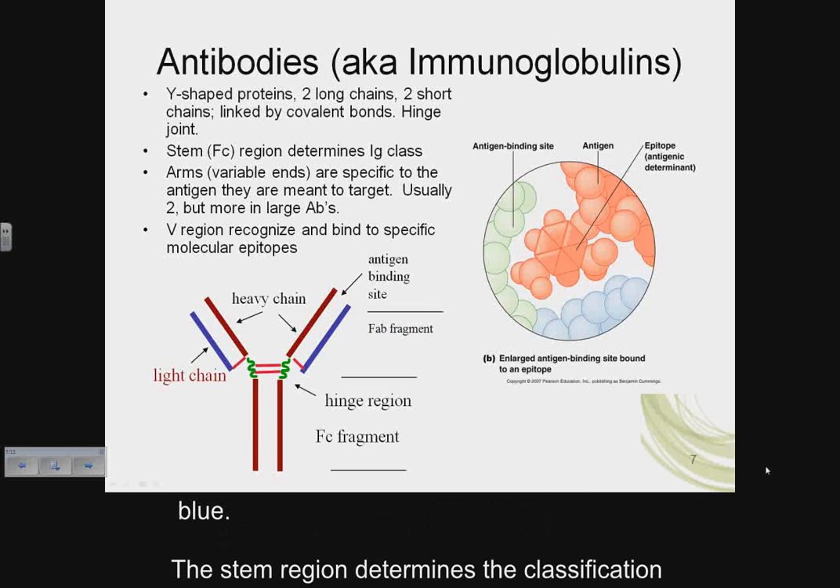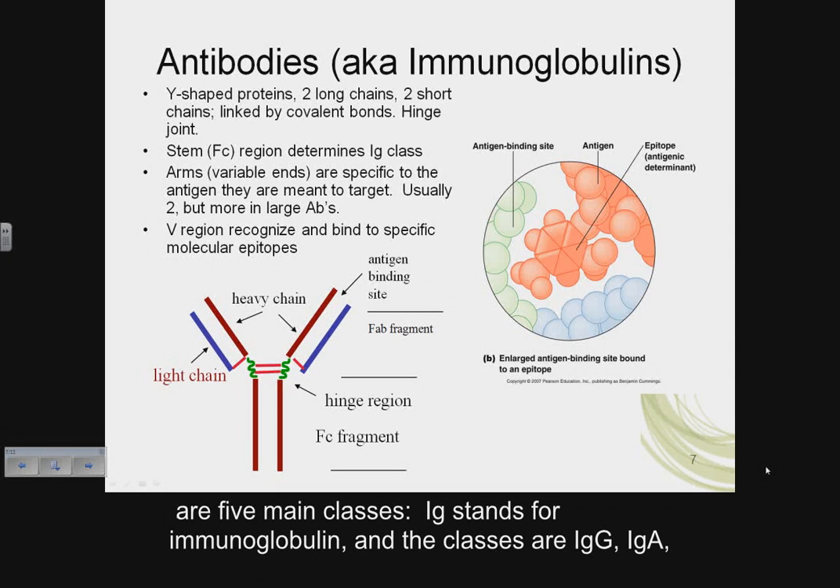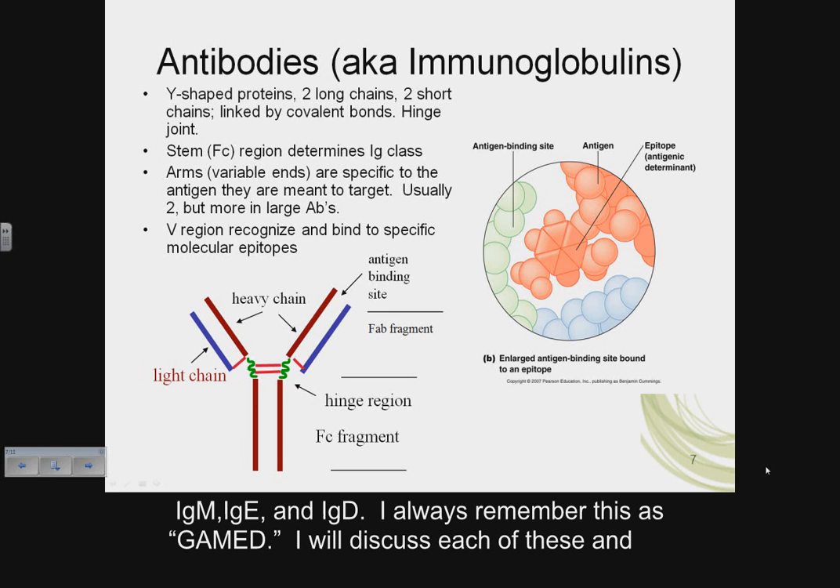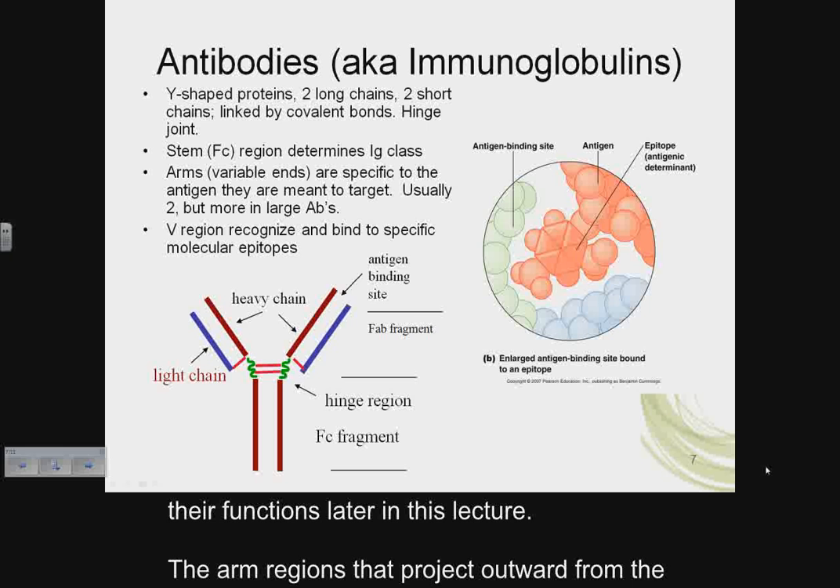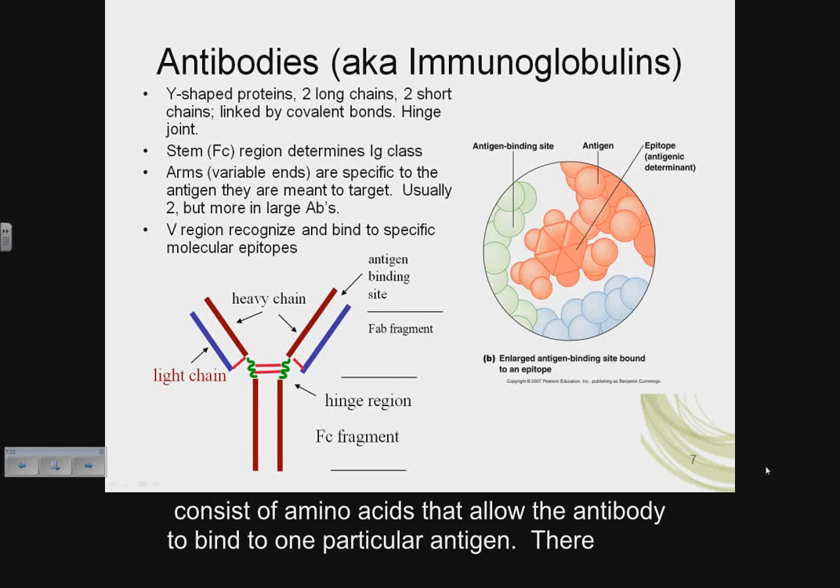The stem region determines the classification type of the antibody. There are 5 main classes. Ig stands for immunoglobulin, and the classes are IgG, IgA, IgM, IgE, and IgD. I always remember this as, quote, GAMED. I will discuss each of these and their functions later in this lecture.